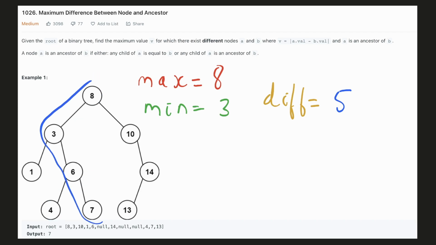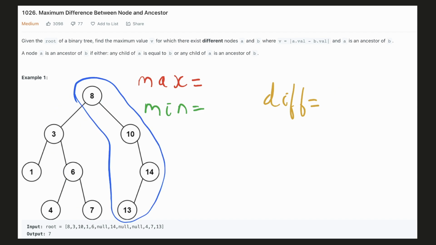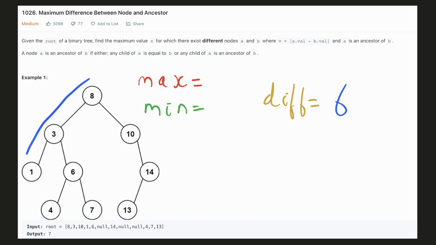Similarly, the maximum and the minimum of this path would be 8 and 3, so the difference will remain unchanged. The maximum and minimum of this path would be 14 and 8, so the difference 6 would become the new maximum difference we have seen so far. And when we consider this path, the maximum would be 8 and the minimum is 1. The difference 7 would become the new maximum difference we have seen so far. And this will be our answer.